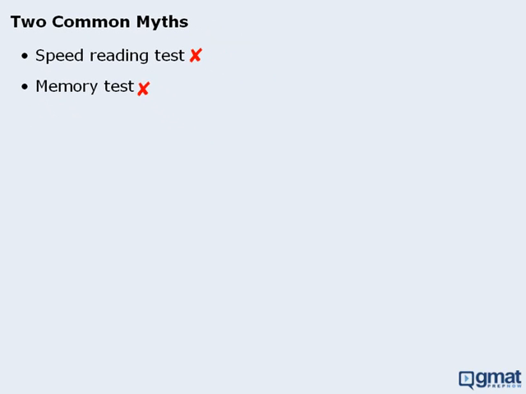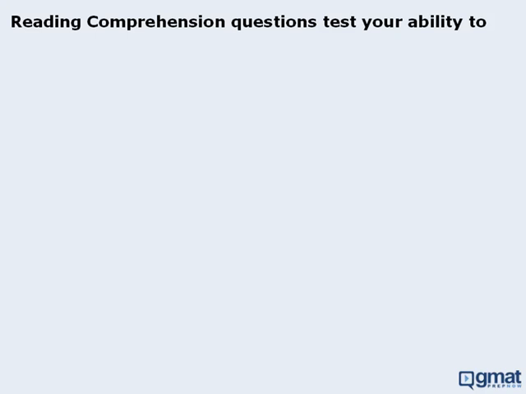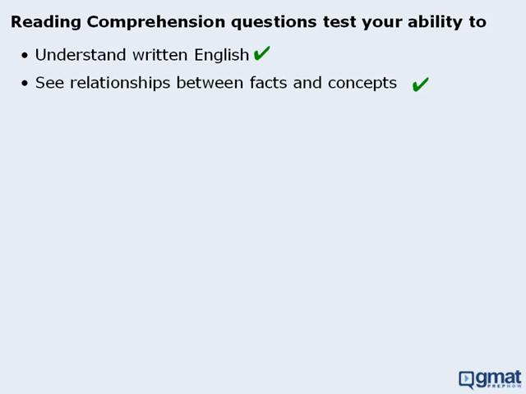Now, if reading comprehension questions are not designed to test speed reading skills or memory, what are they testing? Well, to begin, reading comprehension questions are designed to test your ability to understand written English. Now, this does not mean that you'll be asked to define specific words and terms. Instead, you will be asked questions that test your understanding of the overall meaning of a passage. Reading comprehension questions also test your ability to see the logical relationships between facts and concepts. For example, you may be asked to evaluate the relative importance of certain premises within a passage.